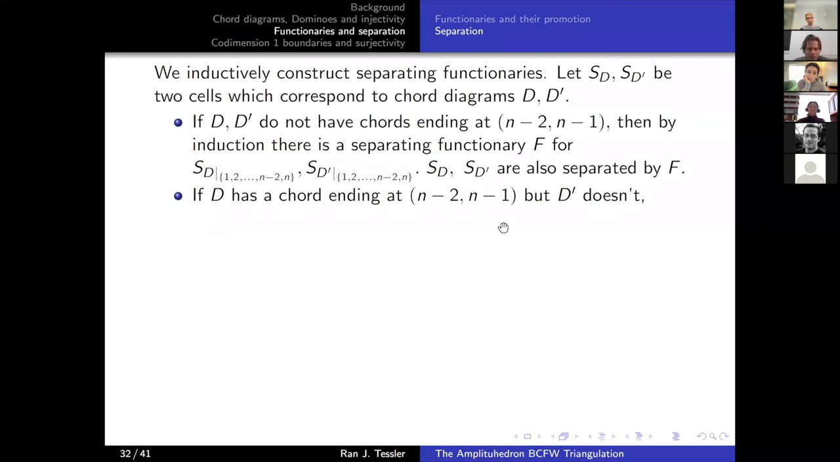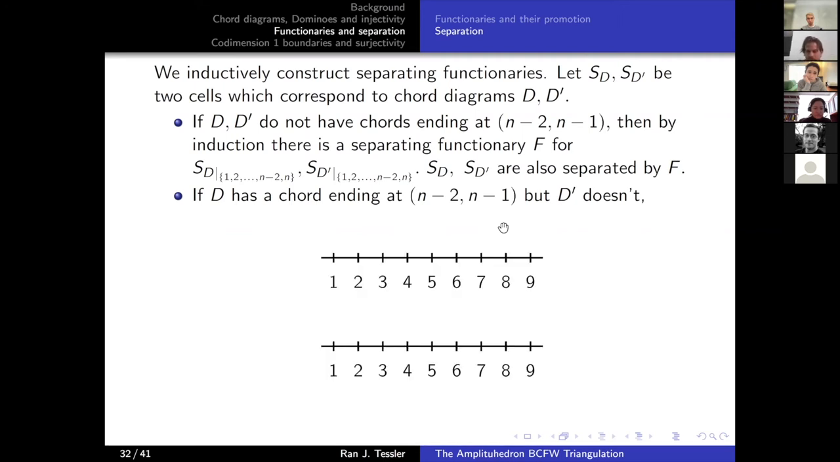Okay, a more interesting case is when D has a chord which ends at the rightmost possible position, but D prime doesn't. Let me draw an example. Suppose this is a D, it has a chord which ends here. I remind you that we cannot use the last segment. And the D prime, it doesn't have any chord which ends there, but it has some other chords in some other places.